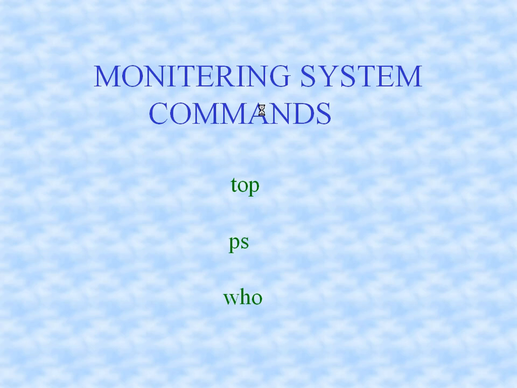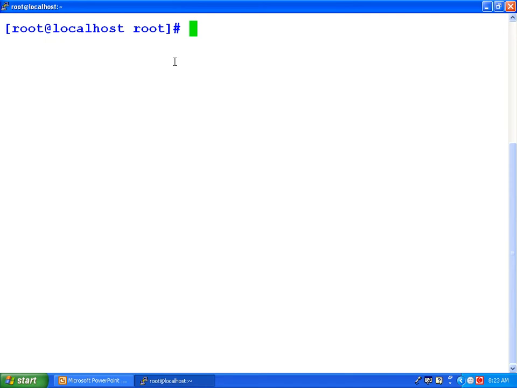Now we will move on to the monitoring system commands. Some of the monitoring system commands are the top command, ps command and who command. Let us see them in detail one by one. Top command. The top command is used to display the top CPU processes which are running at that time.